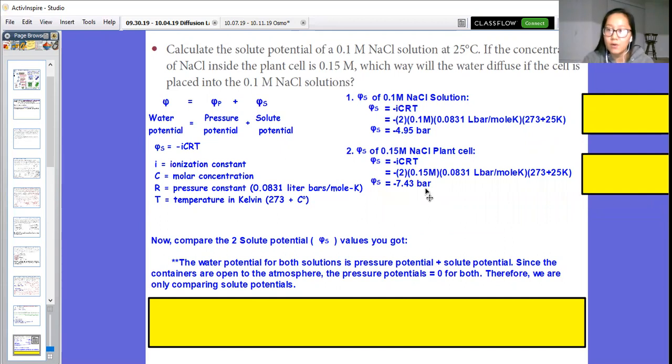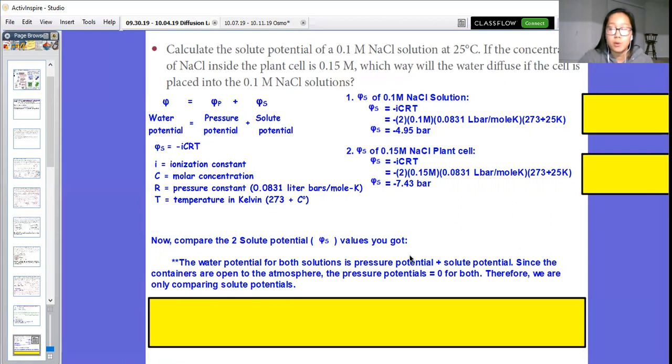Now, be careful. When you're comparing these two, remember they are both negative numbers. And larger numbers that are negative are technically smaller numbers. Okay, the magnitude of this number is bigger, right? Because it's a 7. But because it's on the negative scale, it is further away from 0, so it is smaller. Okay, so you're going to compare the two solute potentials that you got.